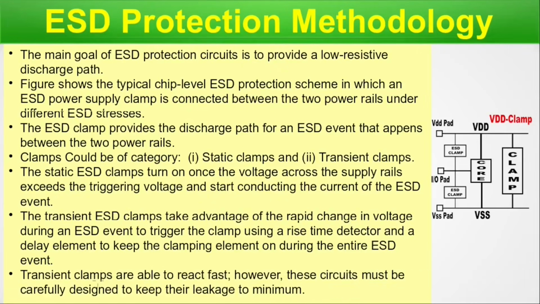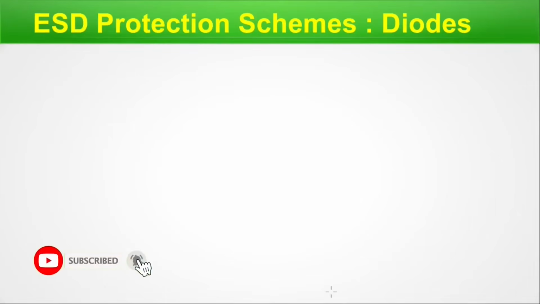Transient clamps are able to react fast. However, these circuits must be carefully designed to keep their leakage to a minimum. So this is another design need because most of the devices now are handheld and battery operated. So the leakage should be minimum. That is our expectation. So here we talked about the ESD protection methodology, specifically static clamps and transient clamps. Let's move on to the next slide. ESD protection scheme diodes.